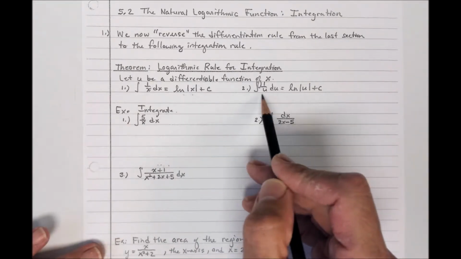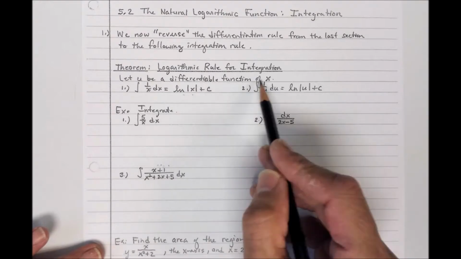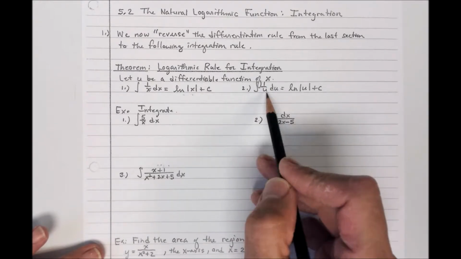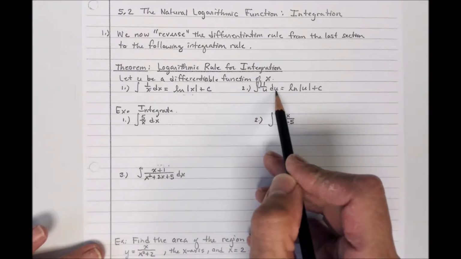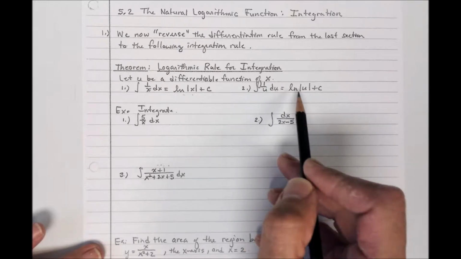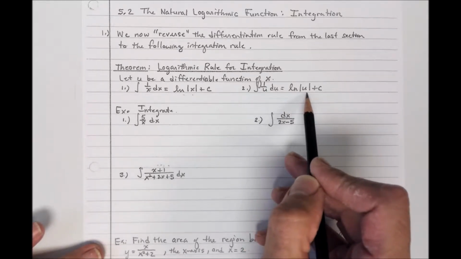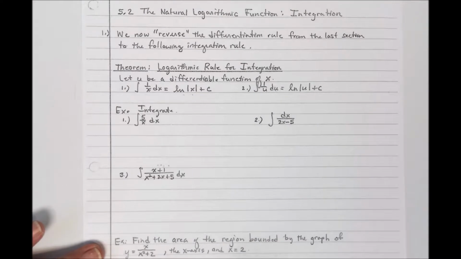And kind of the chain rule here, because if we let u be a differentiable function of x, the integral of 1 over u du, and of course the du has to be there, it has to match up with the u, is equal to the natural log of the absolute value of u plus c. So we're going to do some simple examples here.